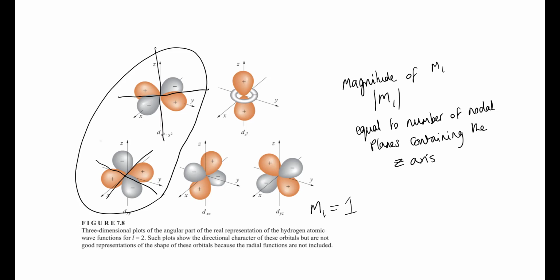So that completes our review of the shapes of the orbitals and how we typically only see the angular part of the real representation of the hydrogen atomic wave functions in most of the images that we see, mainly because of the complexity of the wave functions in the psi form that include the radial part. So we'll move on from this topic.